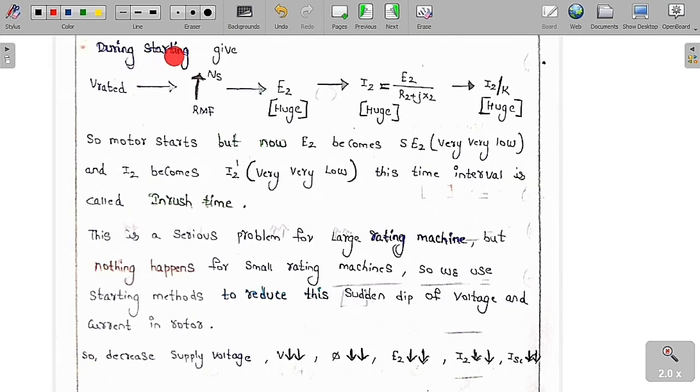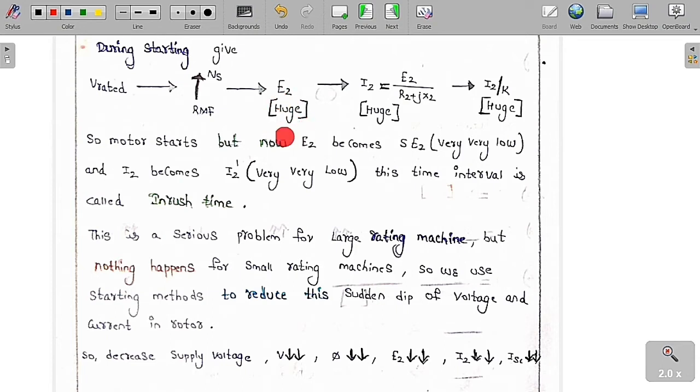So let me tell you what is going to happen during the starting process. During starting, we are going to give the rated supply voltage to the stator. Because of this, the RMF is going to rotate at synchronous speed ns. Then, because this cuts the rotor, some EMF is induced in the rotor, called E2, the per phase induced voltage.